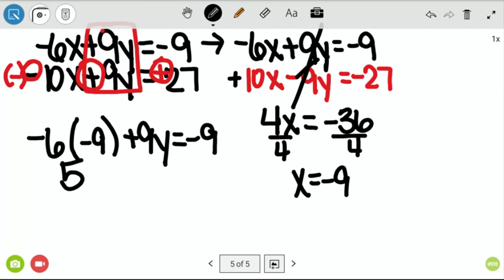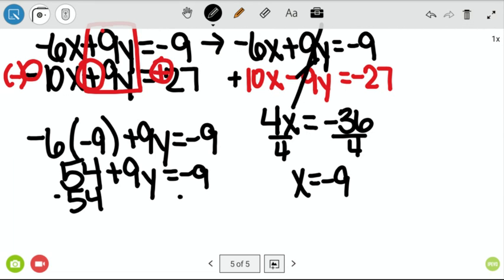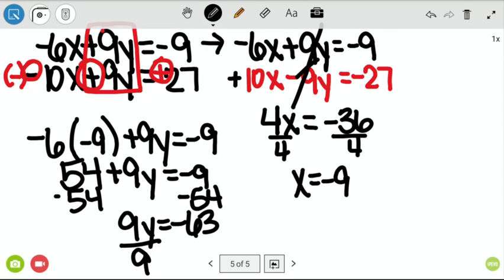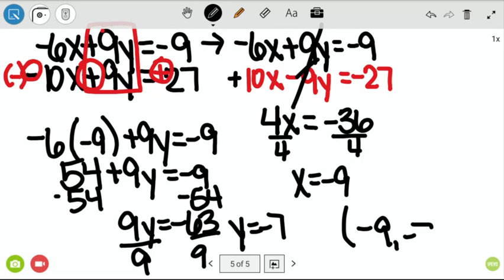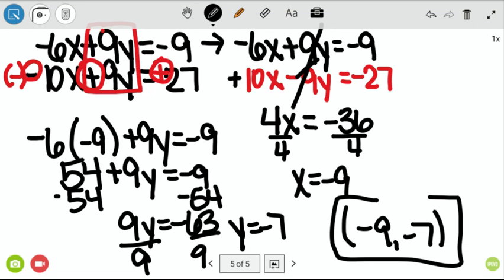And so that becomes a positive 54 because it's 2 negatives, and then I subtract 54, and that becomes negative 63. Divide by 9, and I get y is negative 7. So then my ordered pair would be negative 9, negative 7 for, if I were to graph those two lines, I would see that as my point of intersection.